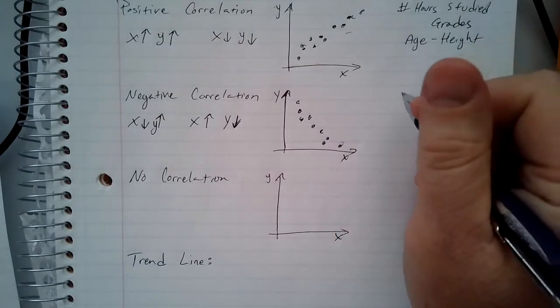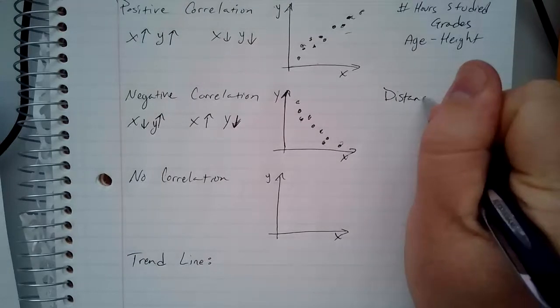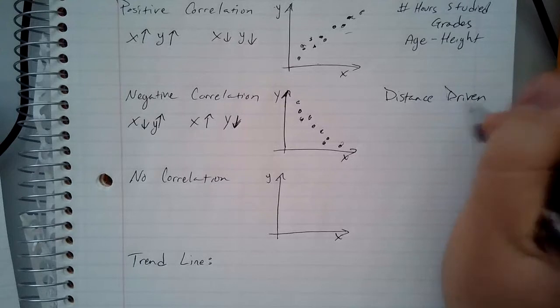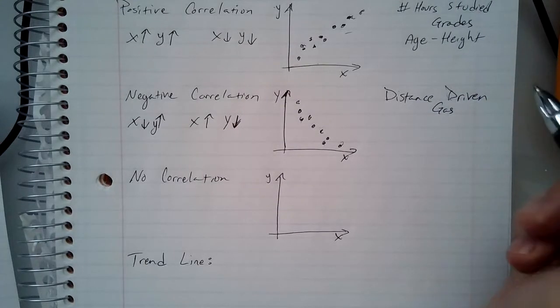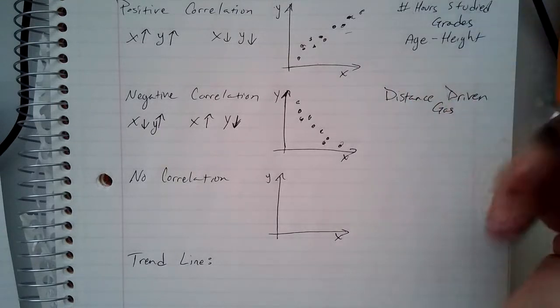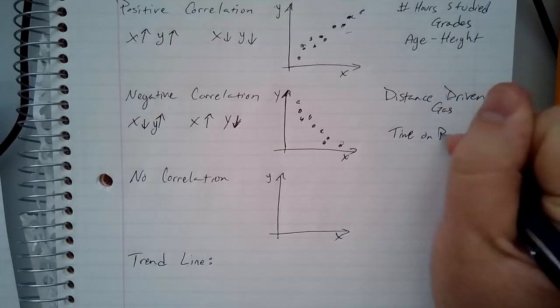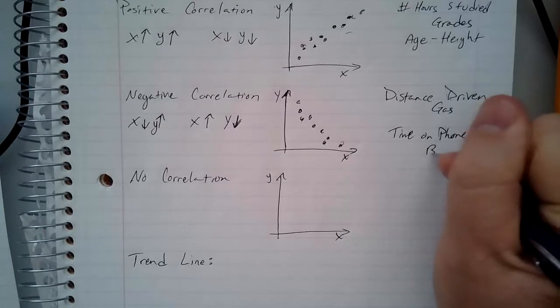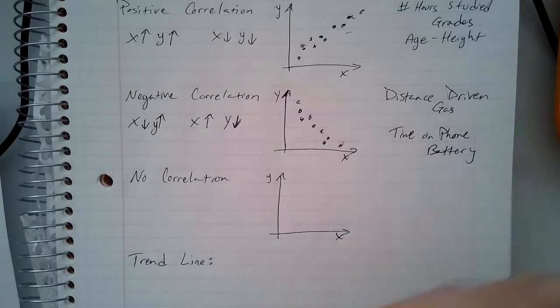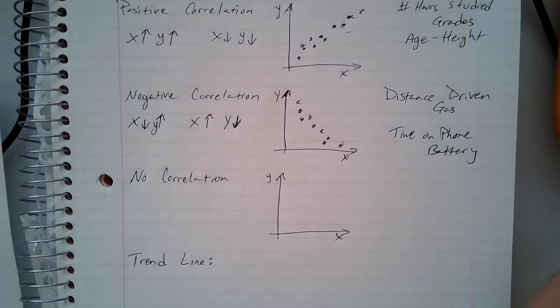Some things that are negative correlations are like distance driven and the amount of gas you have in your gas tank, right? You get the concept, even though none of y'all are driving. The further you go, the less gas you have. Or the longer your phone is on, the lower the battery. Same idea. The longer you have on your phone, the lower the battery will be. Unless you have some miracle battery that charges while it's watching. I don't know. But yeah, so that's a couple of things.